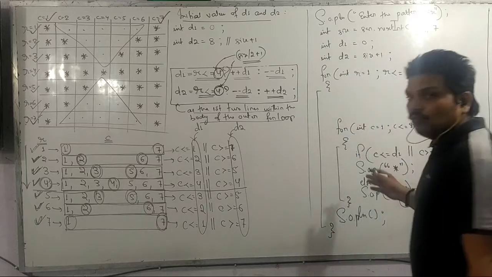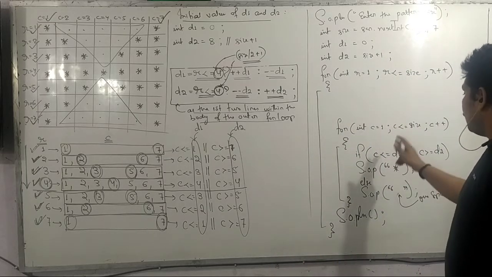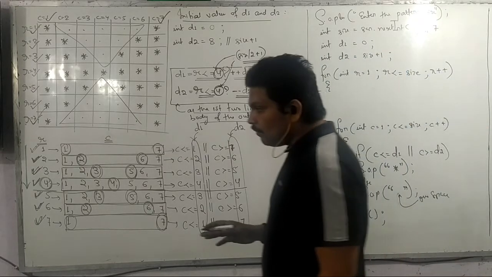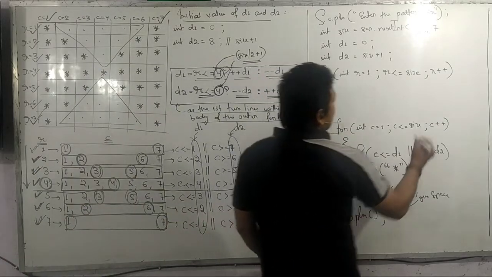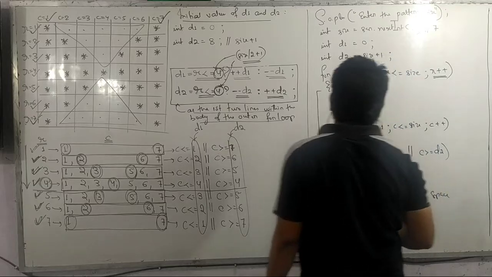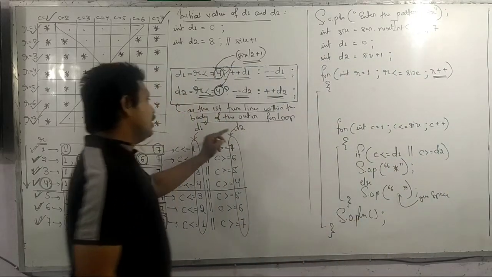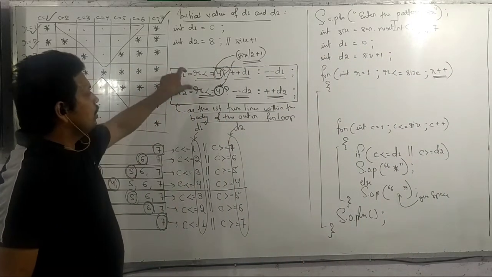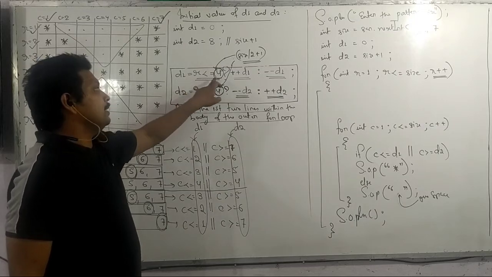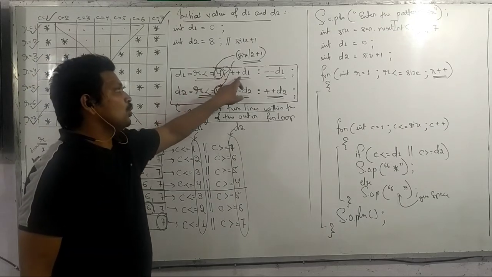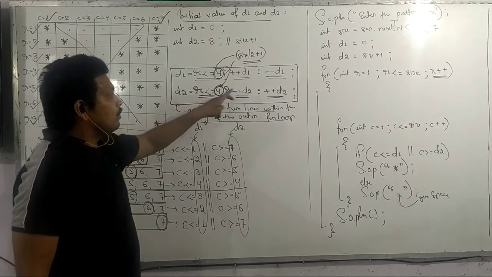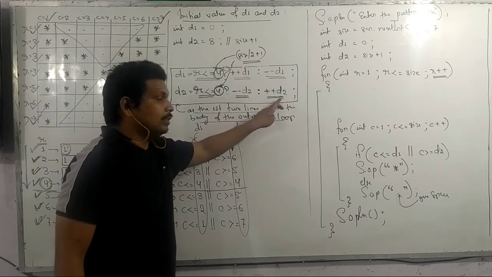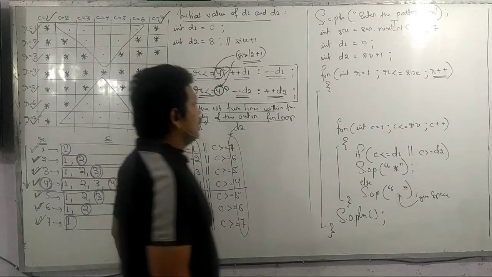But here we can see that the values of d1 and d2 are not getting modified. So just after the modification of the value of r, I have to modify the values of d1 and d2. How? By implementing this condition. If this condition is true, the value of d2 should decrease, or else the value of d2 should increase. So I will write the same thing here.